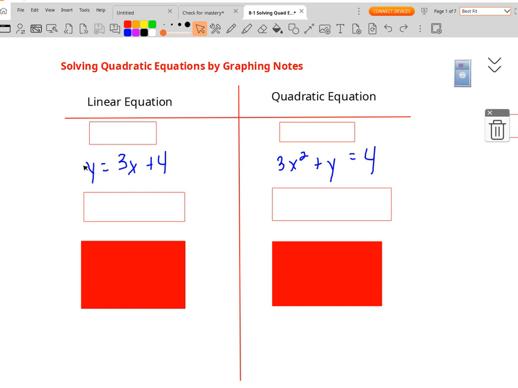Okay, so this is an example of a linear equation. This is an example of a quadratic equation. You can see they're very similar except what? What's the difference? The order is different, but remember we can always change the order in these things, so I could write this one as y equals negative 3x squared plus 4.